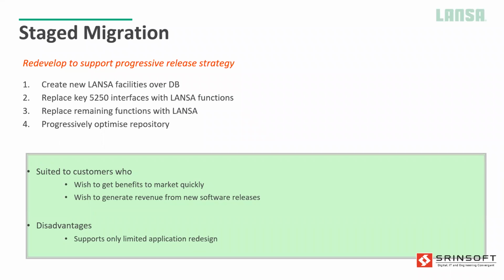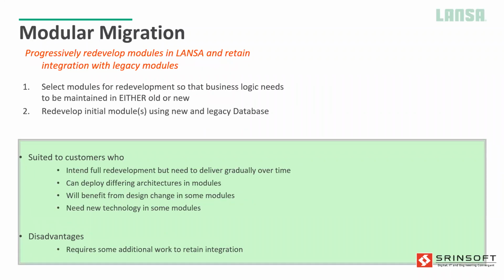And this is where we then go on to the modular migration. Here we select specific areas of the business functionality and completely redevelop them. New programs, new database. These will exist alongside the old programs and the old database. Now, this is intended for those who want to fully redevelop their system, including the database, but want to deliver it gradually over time. This approach will require additional work to retain the integration between the two systems.